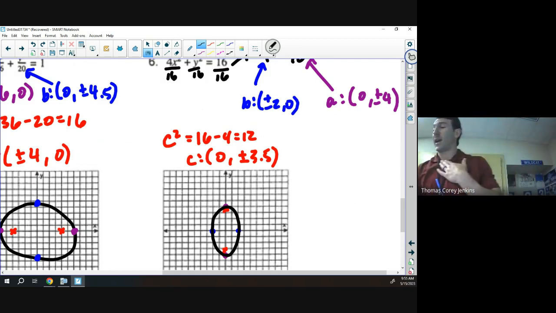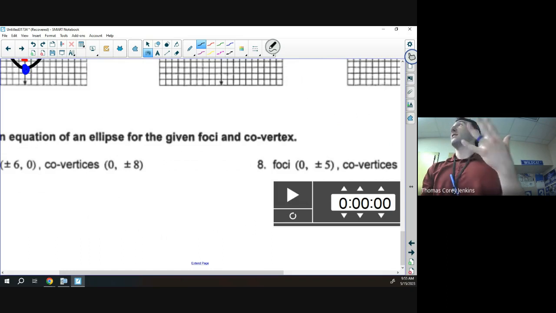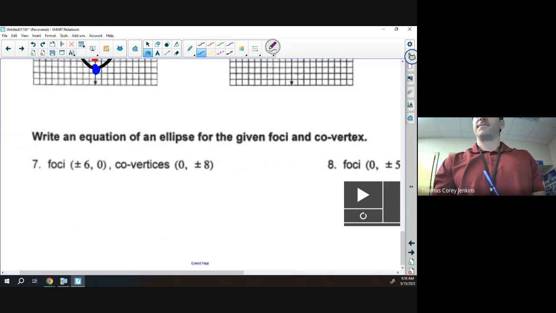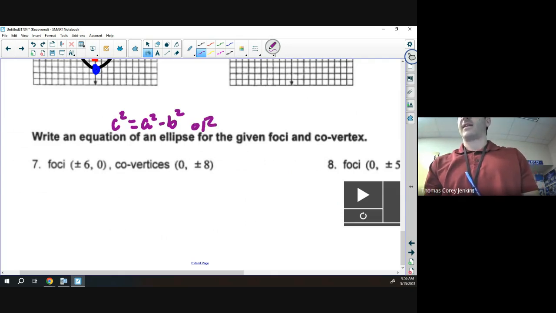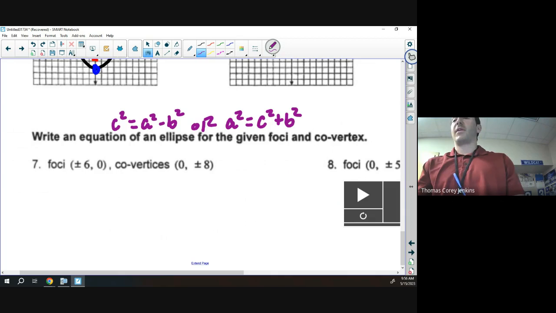All right, your last example type will say, given a focus and a co-vertex, give me an equation, right? So for the equation, we need A and B. They give us B and C. So you just have to use those to find A, okay? So we'll remember for this one, that equation, C squared equals A squared minus B squared. Or if you wanted to even solve it for A, you could, since that's what we're using it for. So solved for A, we'd have A squared equals, adding B squared to both sides, C squared plus B squared. That would work too, okay? That might help us get it more directly, but anyways.